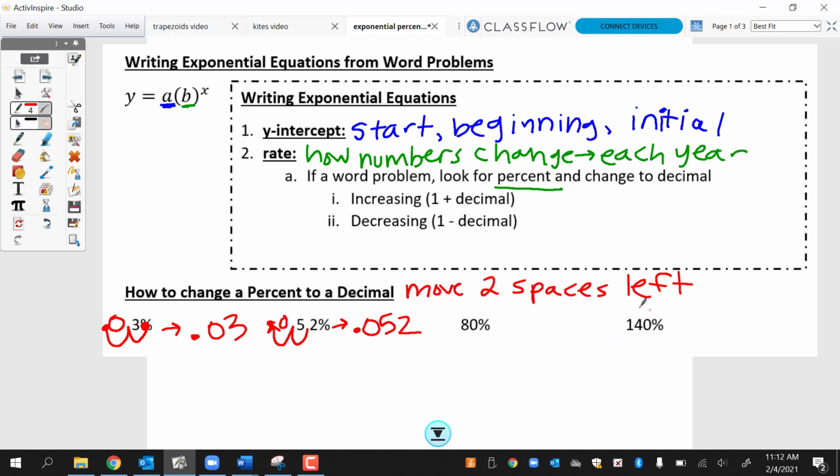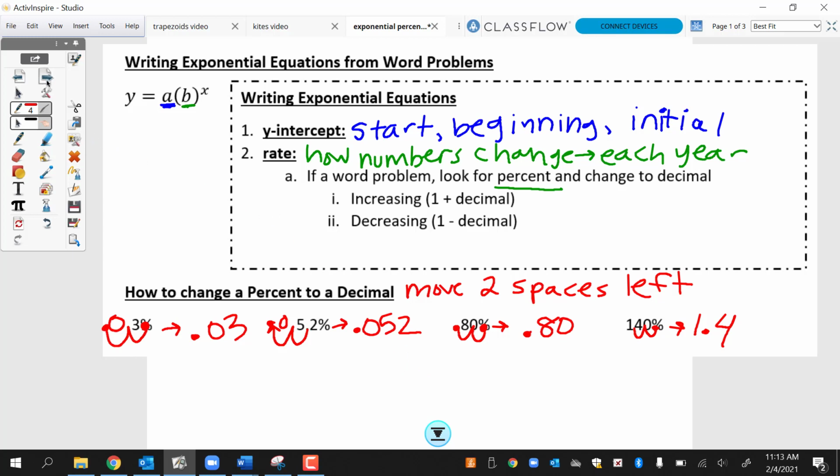For 80% and 140%, you could try this by yourself, so go ahead, pause the video, do it, and then check. Okay, so I put my decimal on the percent because there's not already one there. I move 1, 2 spaces, so 80% turns into 0.80 or 0.8. You don't have to put a 0 at the end. And the last one, 140%, we put our decimal there, we move 1, 2, and that turns into 1.4.